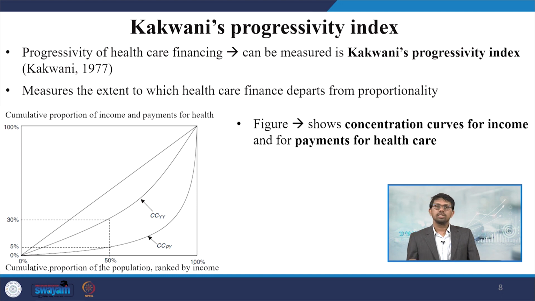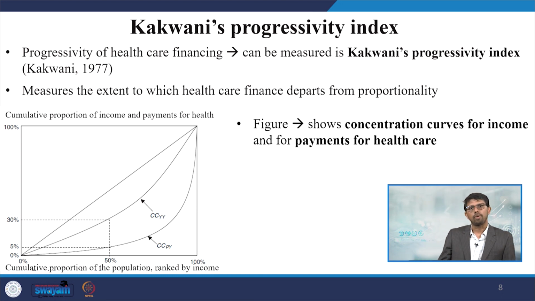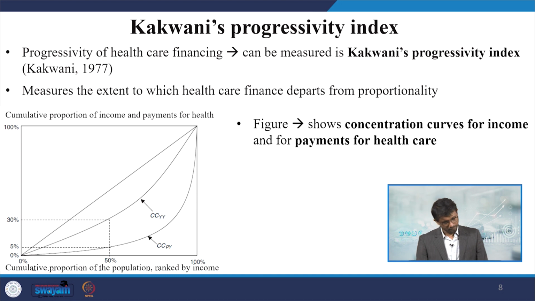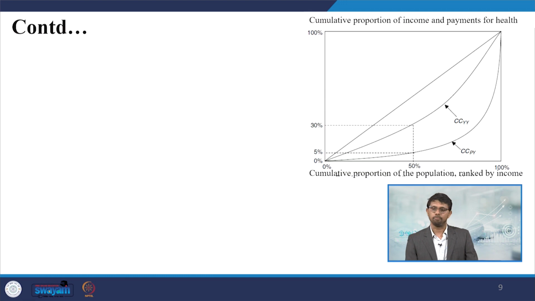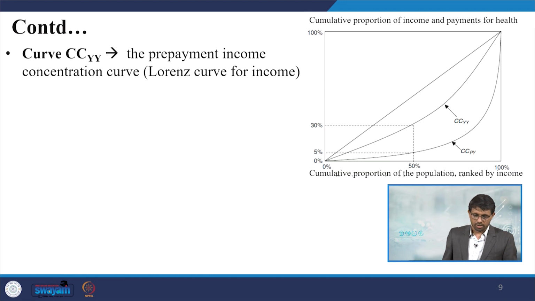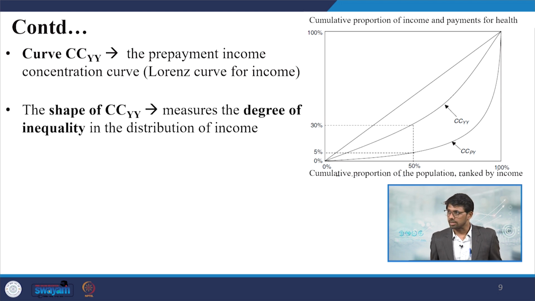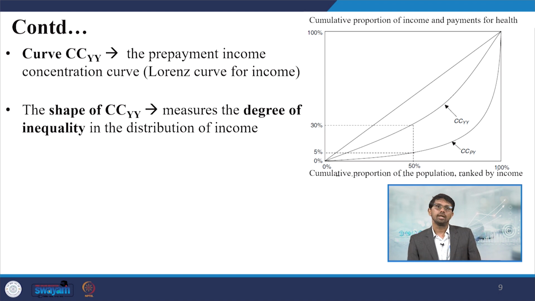So, this figure shows concentration curves for income and for payments on healthcare. Now, we will also clarify what each of these directions is, and here we are presenting the cumulative proportion of income or the payments for health, as against their cumulative proportion of population ranked by their income. So, the income concentration curve, which we are actually referring to as a Lorenz curve, and the shape, that is CCYY, stands for the degree of inequality in the distribution of income.